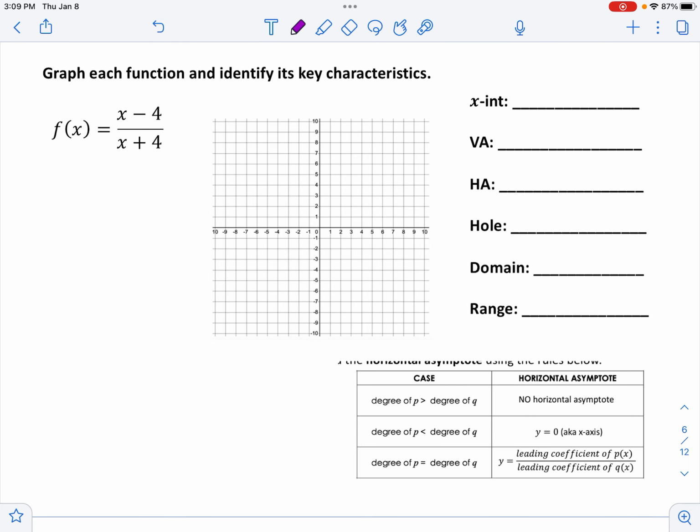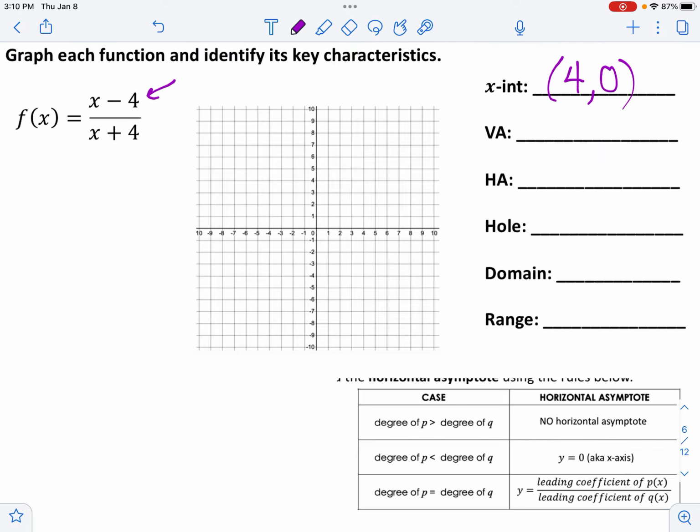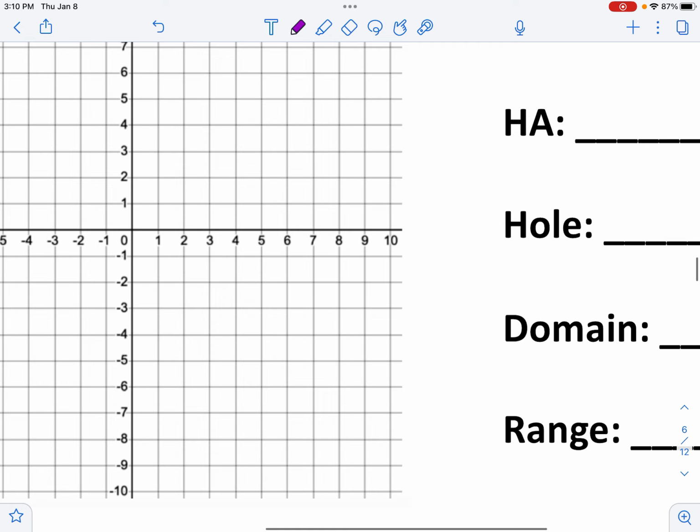Step 2, find the x-intercept by setting the numerator equal to 0. So my x-intercept, what would make that numerator 0, is when x is 4. So that is your x-intercept. It's going to be 4, also known as 4, 0. That's my x-intercept. Okay, so I'm going to actually just plot that on here right now. I know this graph is going to cross there.